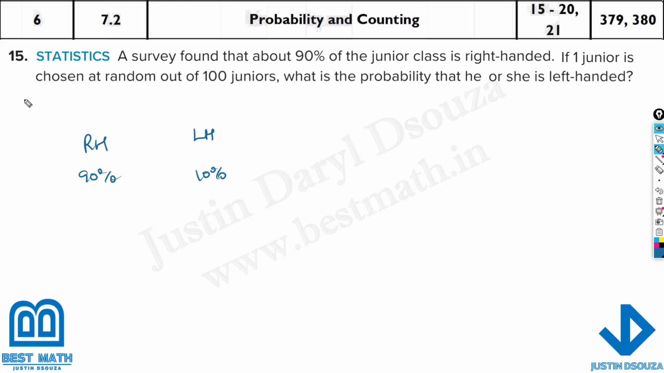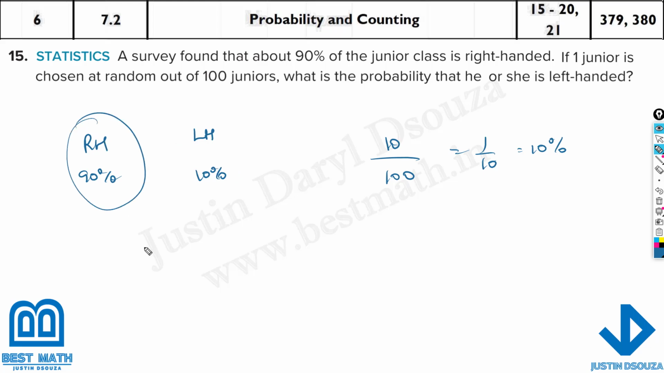If one junior is chosen at random out of 100, so the total is 100, one person is selected, what is the probability that he or she is left-handed? You don't even need to do it. It's directly left-handed is 10%, right? That's the probability. But how many are left-handed? Out of 100, there are 10 because 10%. So it's 1 by 10 or 10%. Basically, they have given it in percentages, so it's very simple.